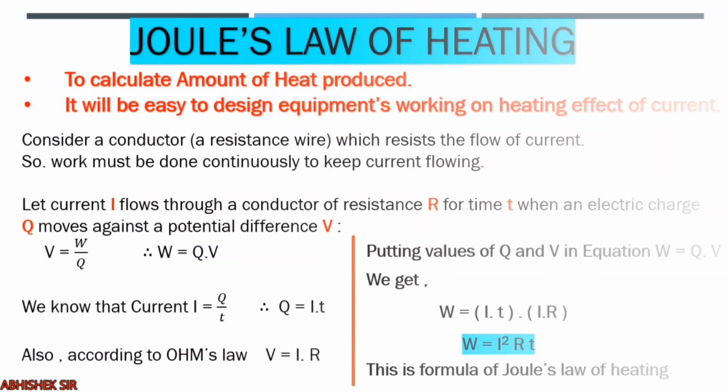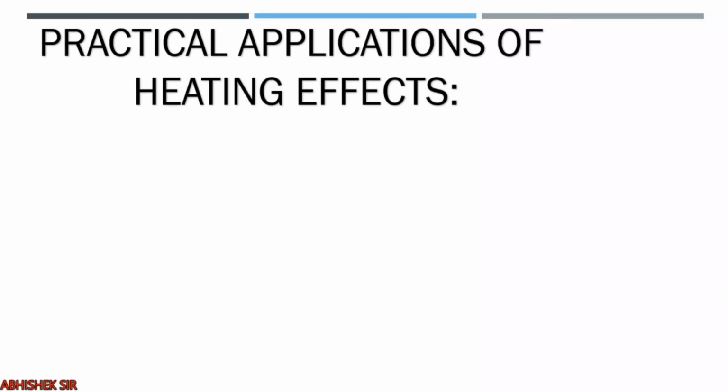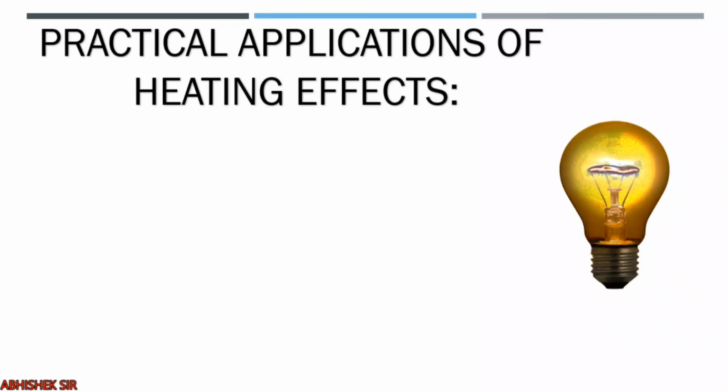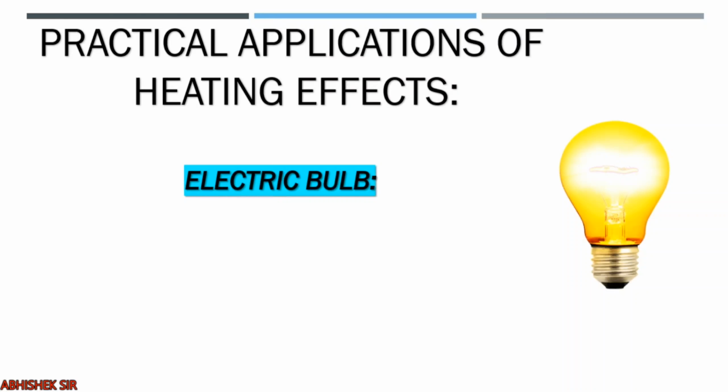Okay, moving on to the next topic. In the next topic we have practical applications of the heating effect, right? We will see a few examples in which we are actually using the heating effect. The first one is a very simple device called the electric bulb. Now what is the basic principle of the electric bulb? We get light from electric current, but along with light we also get heat. So let us see what is there in an electric bulb.